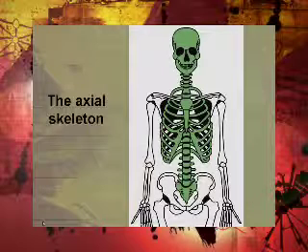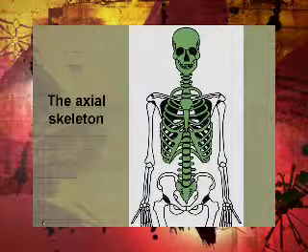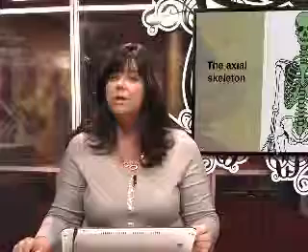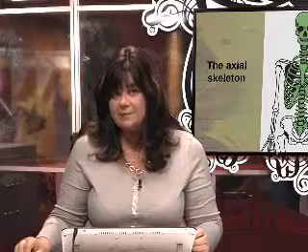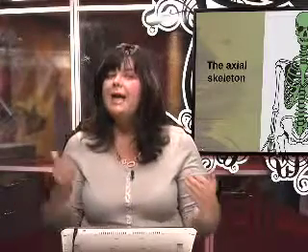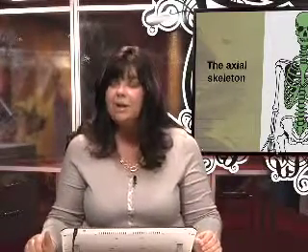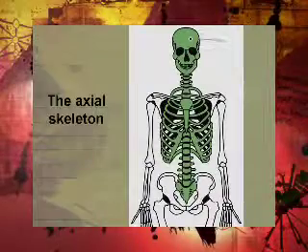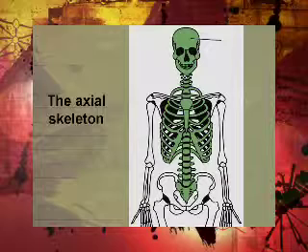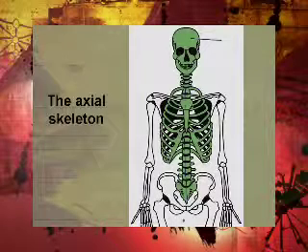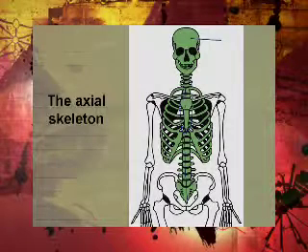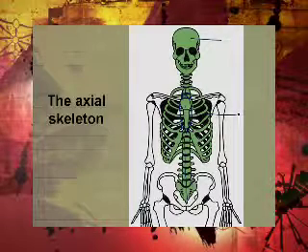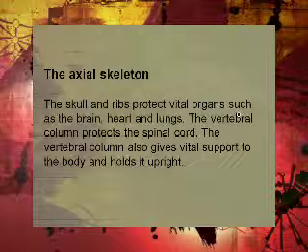This diagram very clearly shows the axial skeleton. And it might be a good idea if you were to go home and find a picture of a skeleton and lightly shade in what makes up the axial skeleton. Remember, we said it was the skull, the whole of the vertebral column, this set of bones called the sternum, and the ribs. So let's look at those in detail.